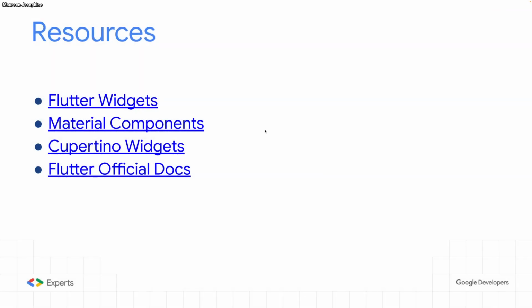These are some of the resources that you can check. The Flutter widgets, Material components, especially if you want to get deeper into some of these components and how you can extend or improve them. The Cupertino widgets, which are mostly the iOS side of widgets and how they will look on iOS, so feel free to check that as well. And lastly, the Flutter official docs, which contain the guidelines and a list of good practices that you need to follow while doing this.